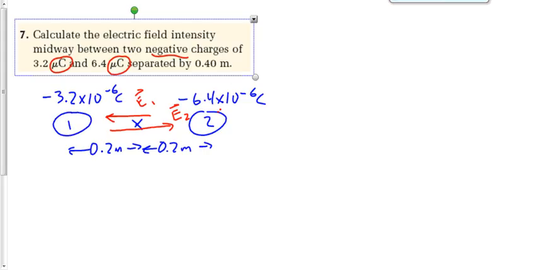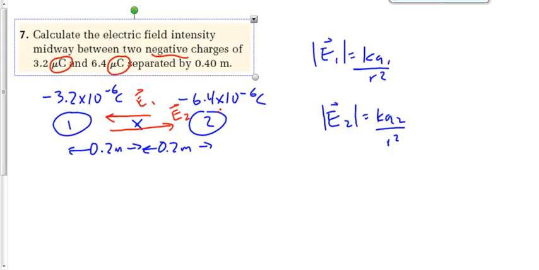We find both of those fields. E1 is KQ1 over R squared. E2 is KQ2 over R squared. We calculate both of those fields, and we would find that E2 is twice as big as E1. Then we go to add them up. The net electric field is E1 plus E2. Just make sure that you make E1 a negative value and you make E2 a positive value. Is that all right? Who asked me for number 7? Is that okay? Do we need to go a little bit further with that, or are we good there?